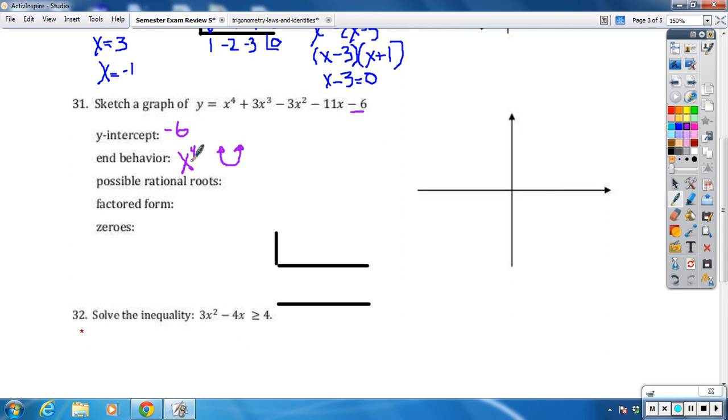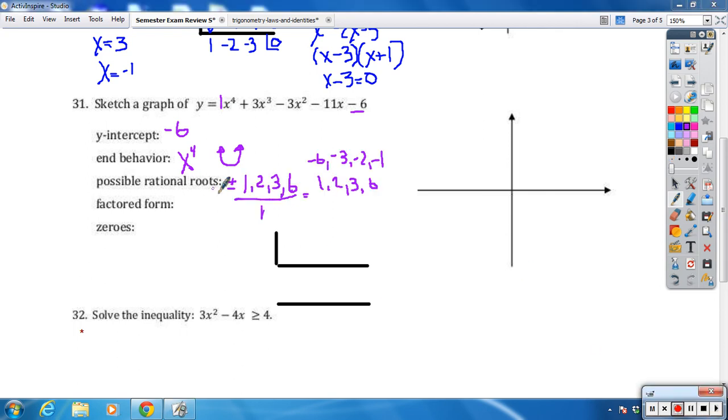Our end behavior is based on the lead term. It has a degree of 4, which means the ends are going to go in the same direction, and it's positive, so they're both going to go up, just like a quadratic would. Our possible rational roots are going to be the factors of negative 6, or it doesn't really matter about the negative because we do positive and negative versions. So it's going to be the factors of 6 divided by the factors of 1, which is our lead coefficient.